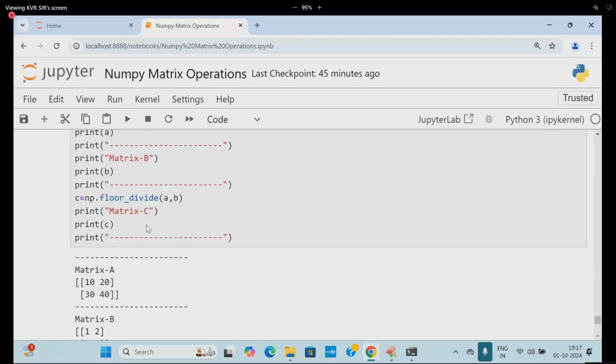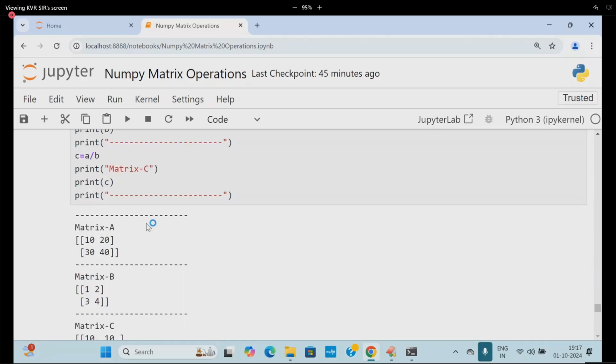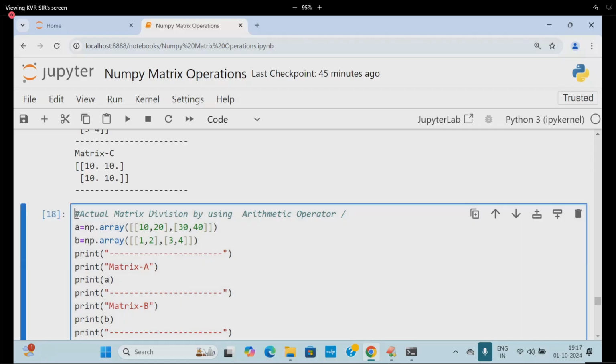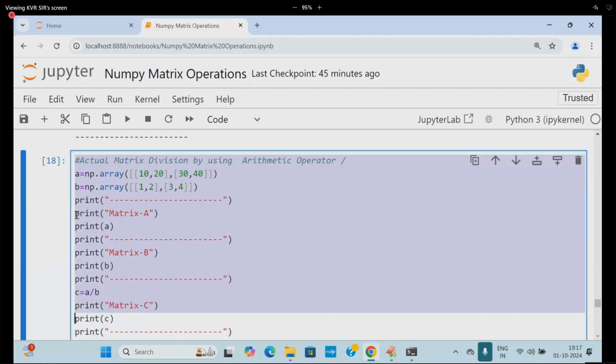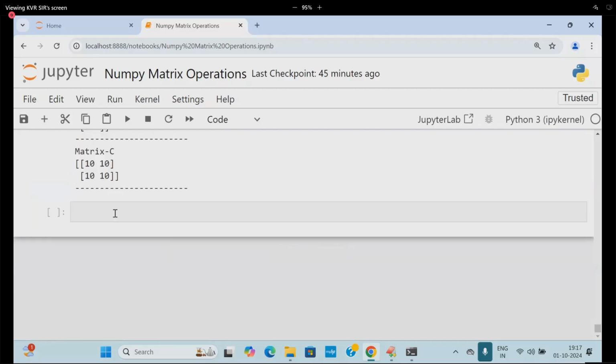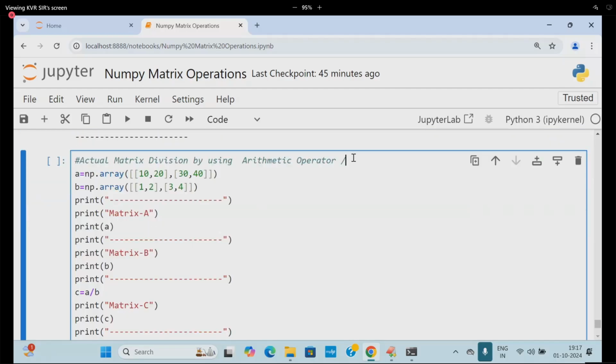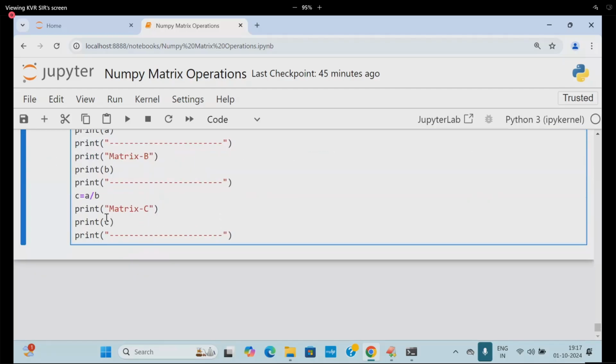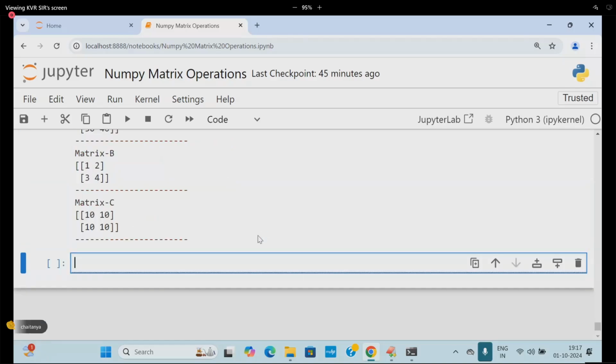This will give you this one. So coming to the next one, I will apply the double slash operator. Here, I am going to say I am applying the double slash operator. It will give you the same answer as floor_divide. Able to follow?